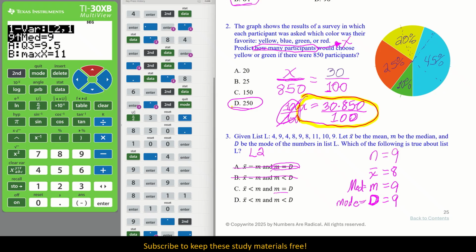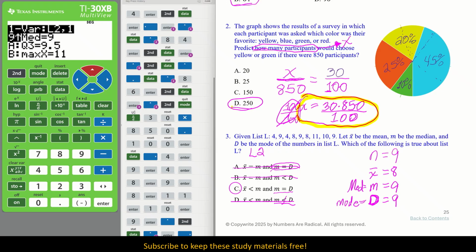Now on C, I agree with this. And let's see, they're saying that 8 is less than 9. Ooh, I like C. Now, why do I not like D? Because our mean is not less than our median. So mark that out. C is the appropriate option.